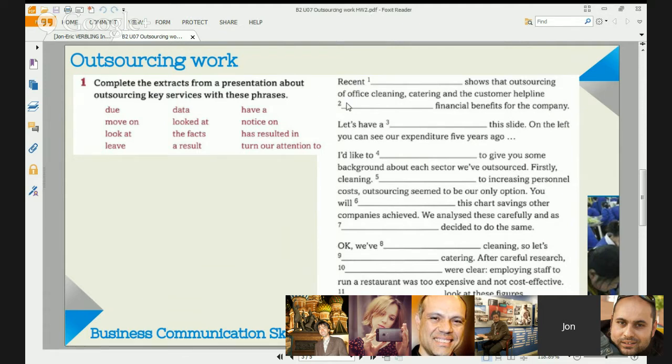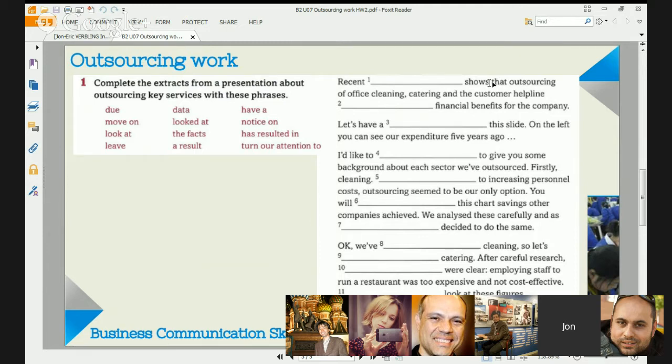Recent facts shows? It doesn't sound quite right to me. Something doesn't sound right. It's plural. Yeah, if you said recent facts, I might accept that, but we got a problem because it says shows. Shows is not for plural. Sorry, third person singular.